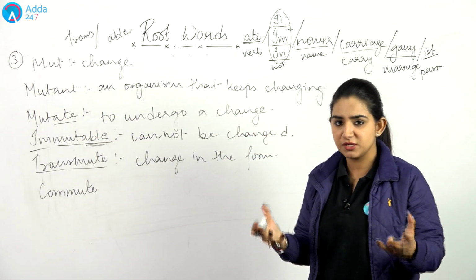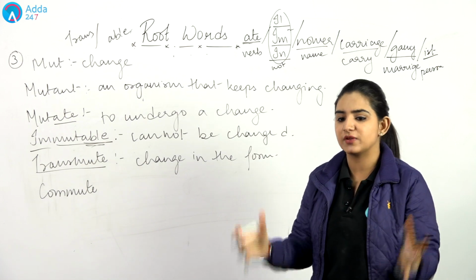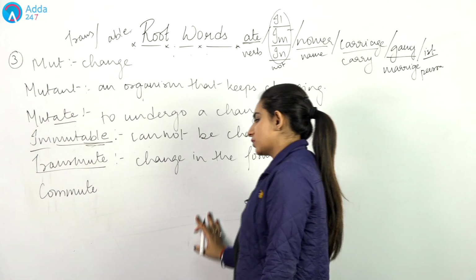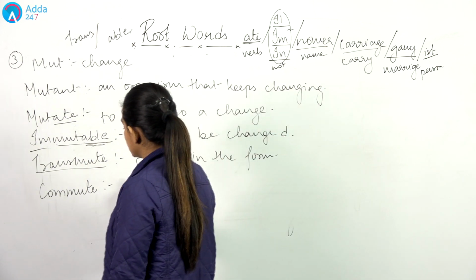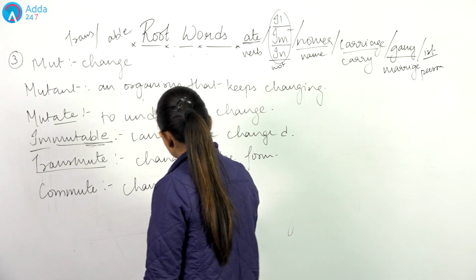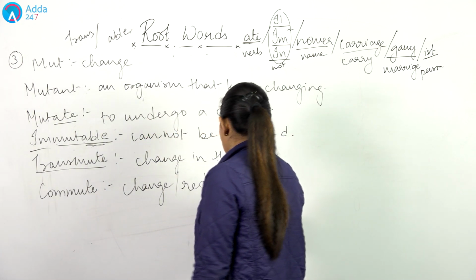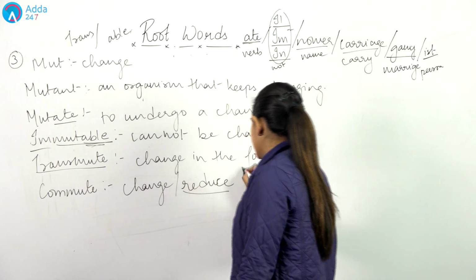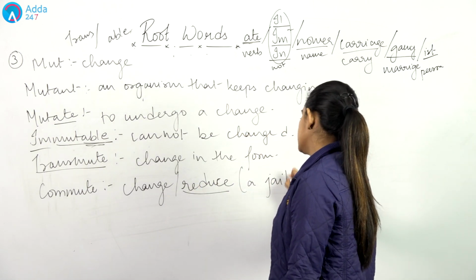Form, what does this mean? The way or the shape that it has, that changes. That is what we mean by transmute. Then we have the word commute. Commute means change or reduce. And the reduction that will be held, it will be in the jail statement.